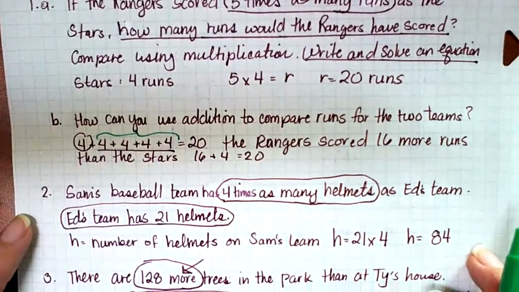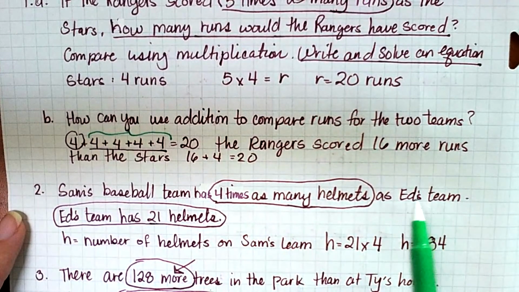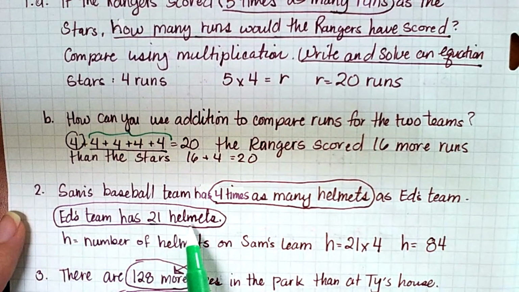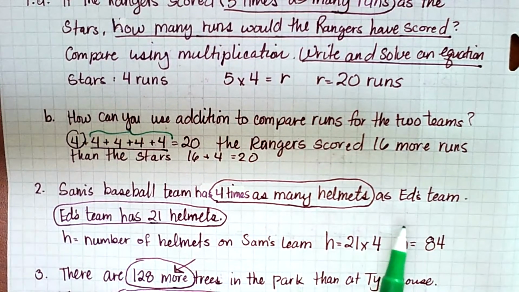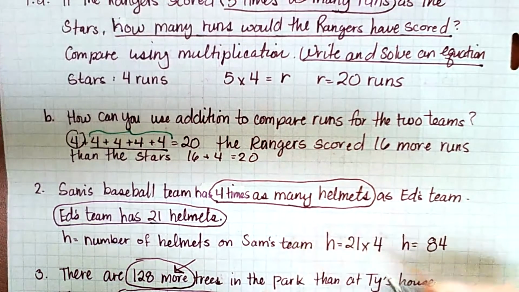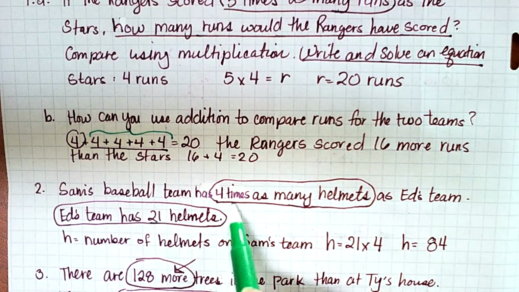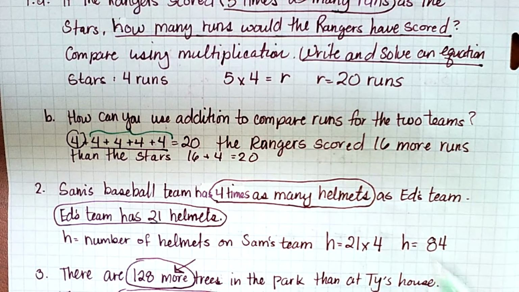For question number 2, it says Sam's baseball team has 4 times as many helmets as Ed's team. Ed's team has 21 helmets. So we have to figure out the number of helmets that Sam's team has. So over here, we see that H is equal to the number of helmets on Sam's team. So H is equal to the 21 helmets times 4. So 21 times 4, when you do the multiplication, you're going to get 84.